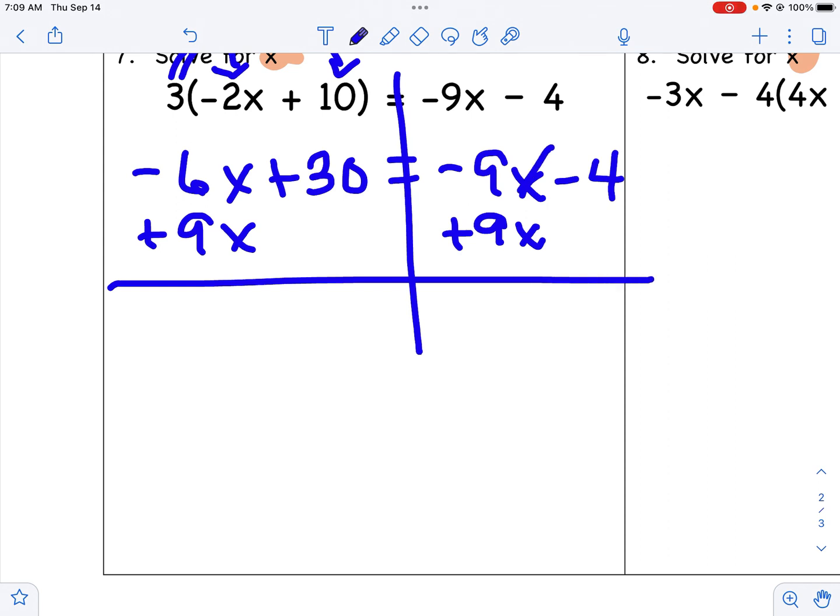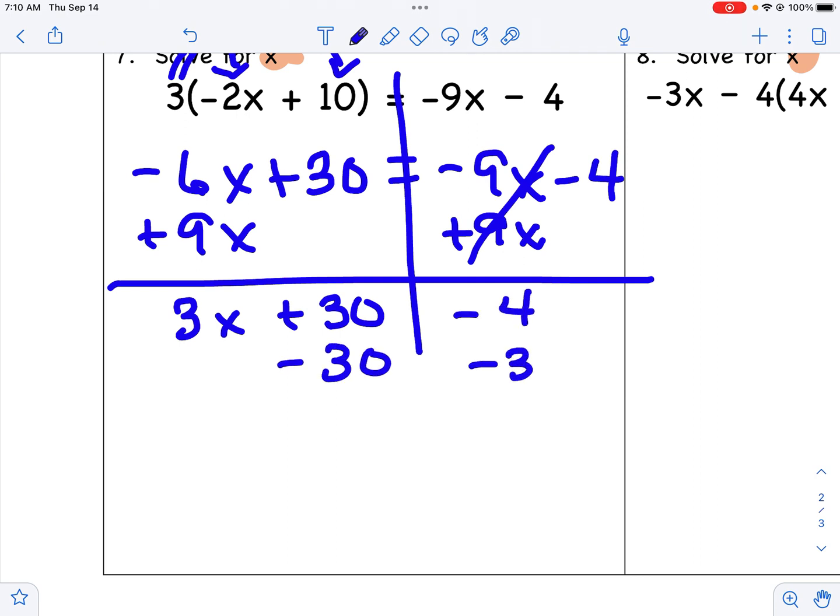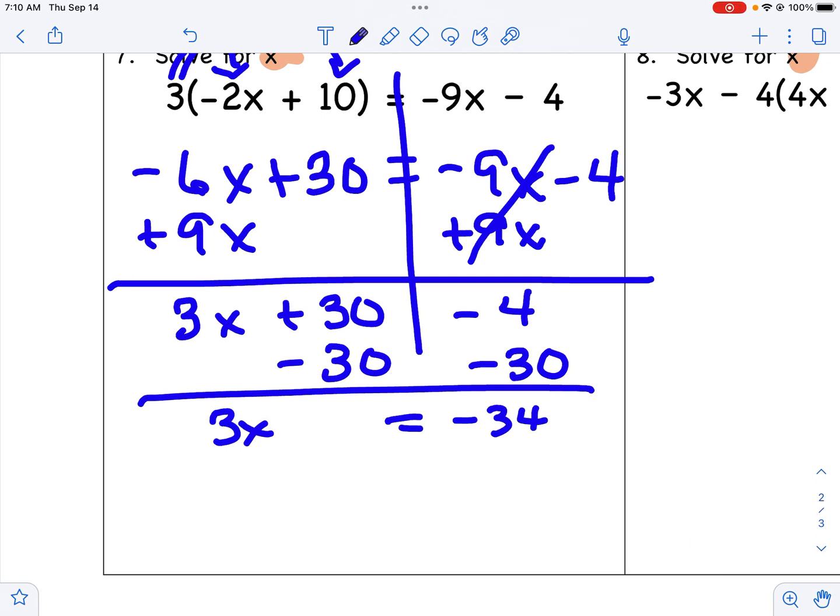Don't just put it anywhere. It's going to help you if you line them up directly. So 9x's take away 6x's is a positive 3x. We have minus 4, and now we're going to subtract our 30. And now we have 3x still equals negative 34.